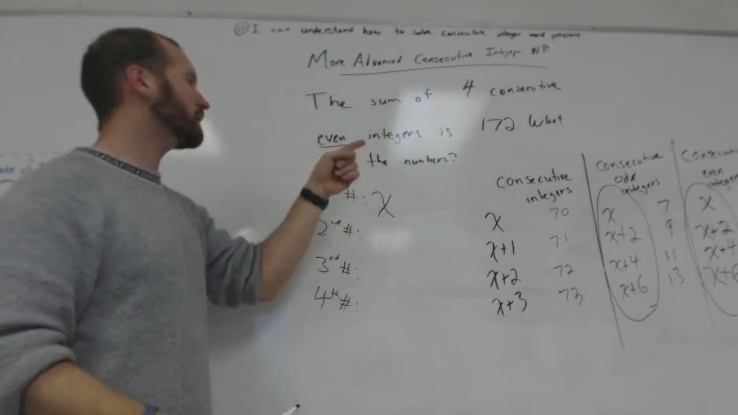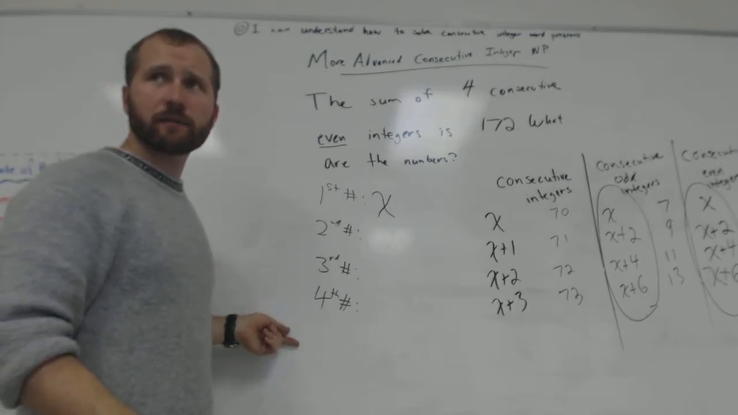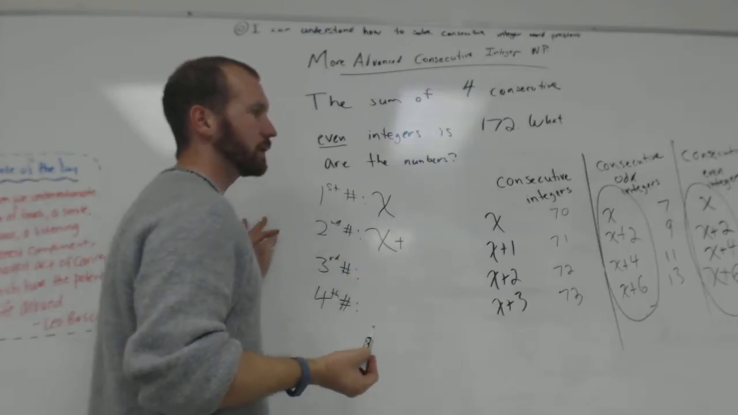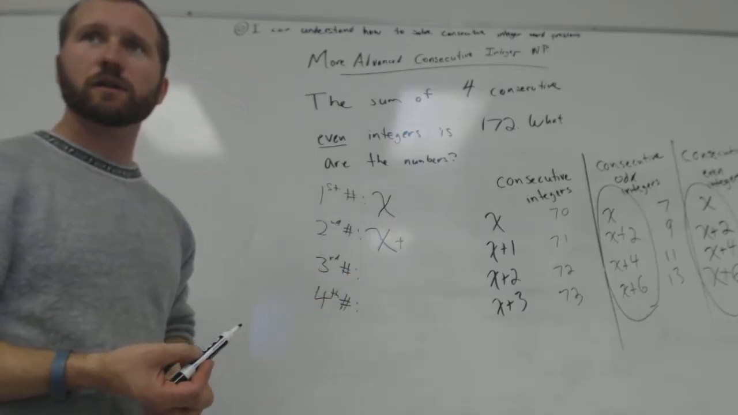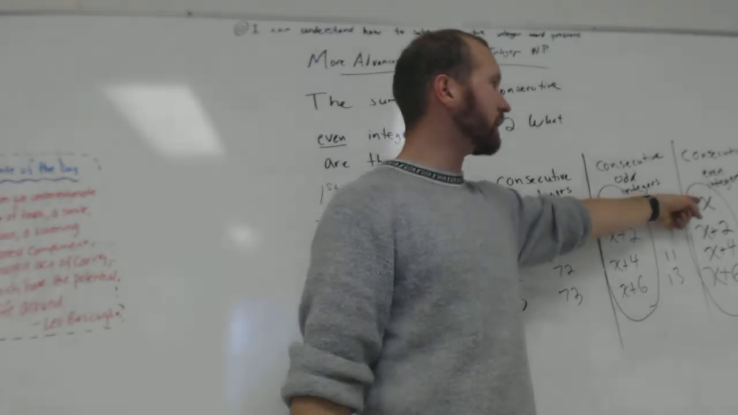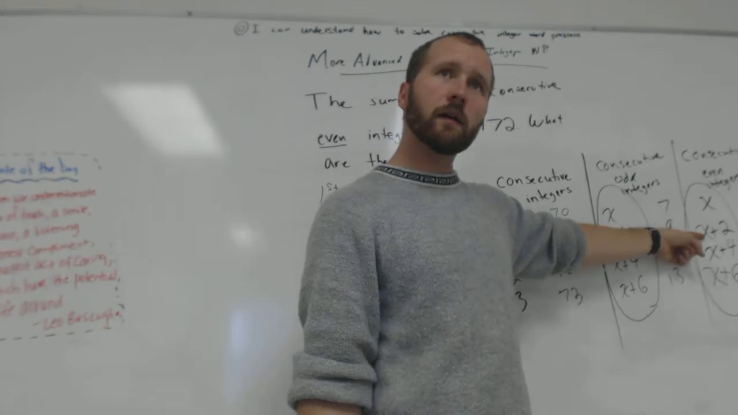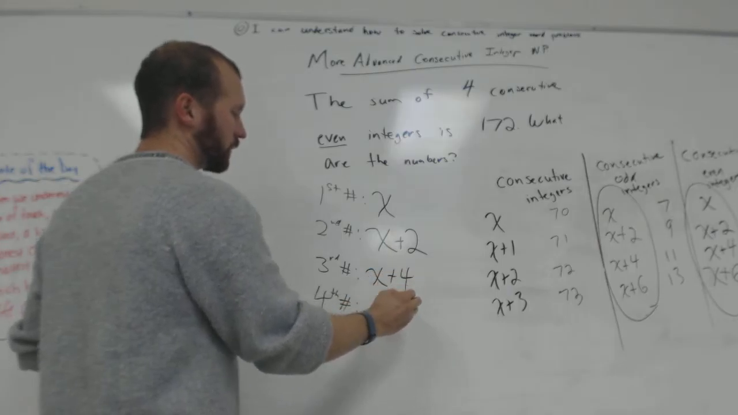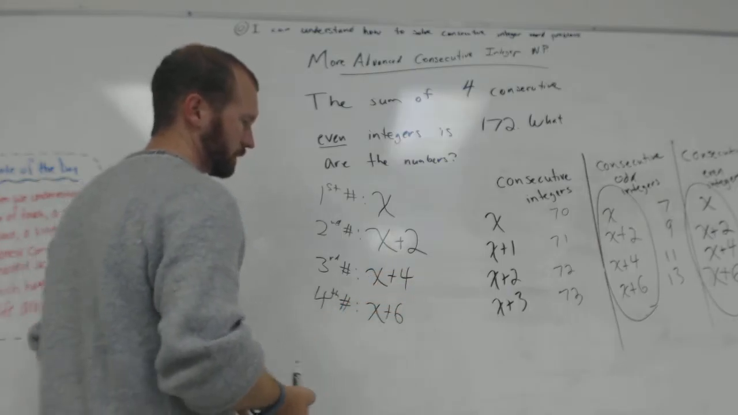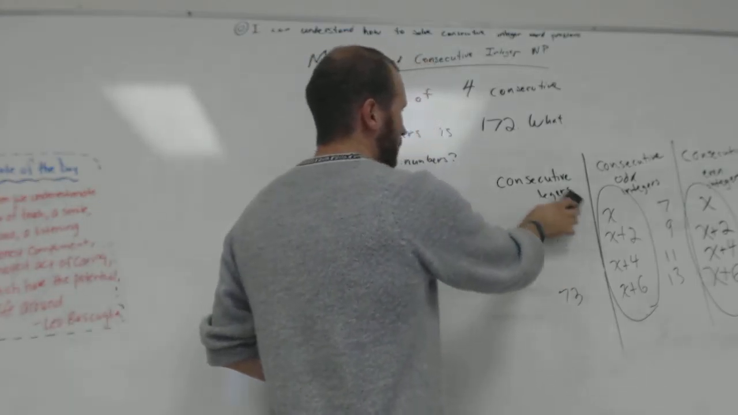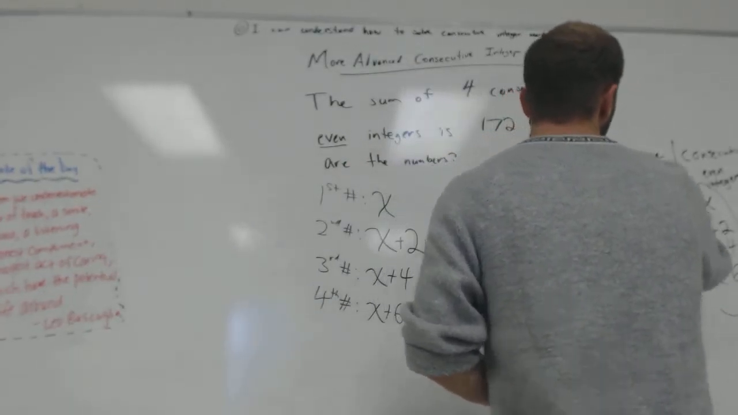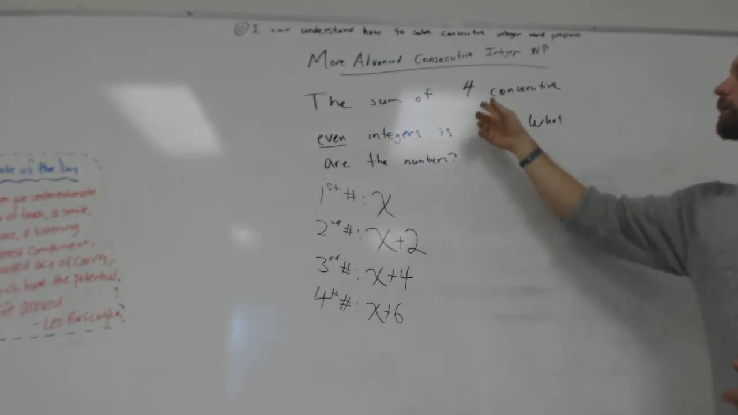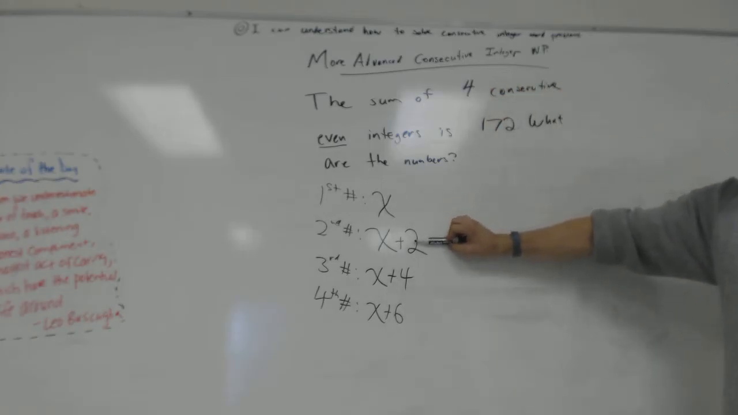So my 4 consecutive even integers are going to look a lot like my 3 consecutive odd integers. The first one is x. The second one is x plus 2. The next is x plus 4. And the fourth one is x plus 6. Do I need x plus 8? Do I need 5 numbers? No. Just 4 numbers. What part of the problem told me that? 4 consecutive. So I have 1, 2, 3, 4.